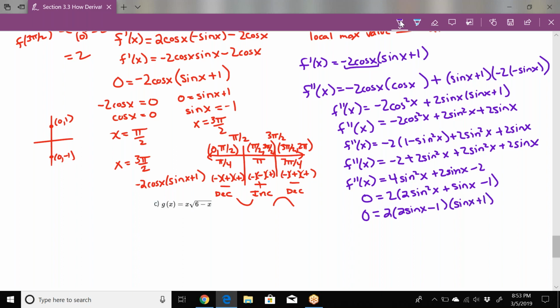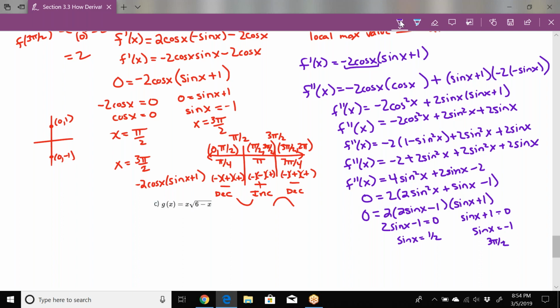Okay, so if we set each of these equal to 0, the 2 equal to 0 doesn't give us anything, but if we set 2 sine x minus 1 equal to 0, that would give us sine x equals 1/2. And if we set this one equal to 0, that's sine x plus 1, so when does sine x equal negative 1? And we know that this was 3 pi over 2. We already solved that in the last piece.